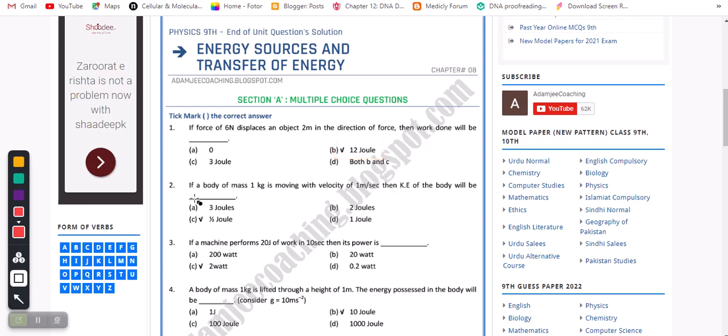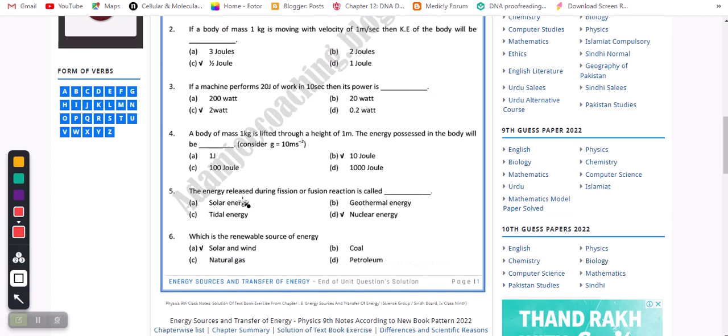The second is, if a body of mass 1 kg is moving with a velocity of 1 meter per second, then the kinetic energy of the body will be half joule. The working formula to find out the kinetic energy is K equals half mv square. Half is half, m is the mass, that is given 1 kg, and v is the velocity, that is given 1 meter per second.